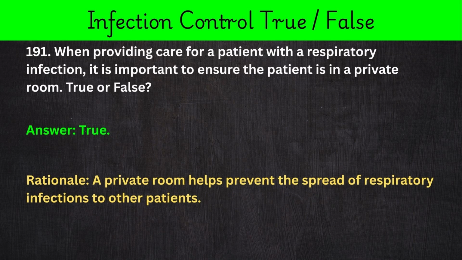191. When providing care for a patient with a respiratory infection, it is important to ensure the patient is in a private room. True or false? Answer: true. Rationale: a private room helps prevent the spread of respiratory infections to other patients.